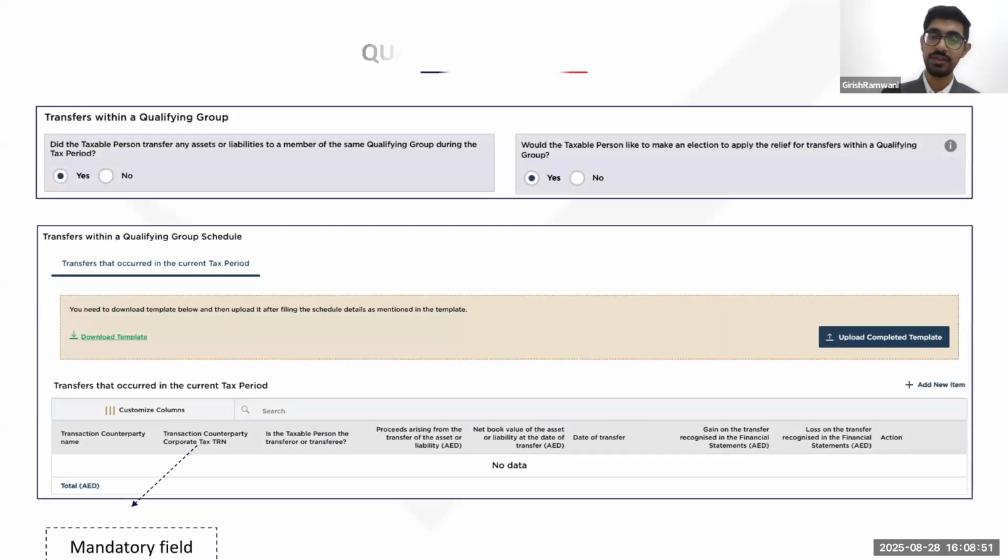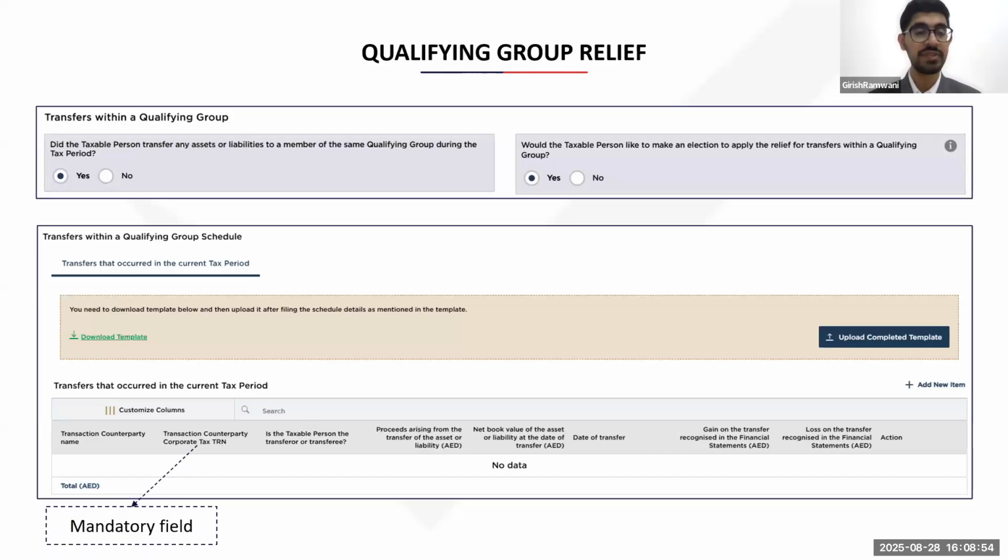Now, in the corporate tax return, what are the things that you have to fill? Basically, you will have to choose whether any transfer has been made to another member of qualifying group. Yes. Then whether you want to avail this relief or not, you need to make an election. Would the taxable person like to make an election for qualifying group benefit? If you select yes, then in the subsequent parts, you will have to fill out a schedule wherein you need to give the name of the other party with whom you have done the transaction. What is the TRN of that other company?